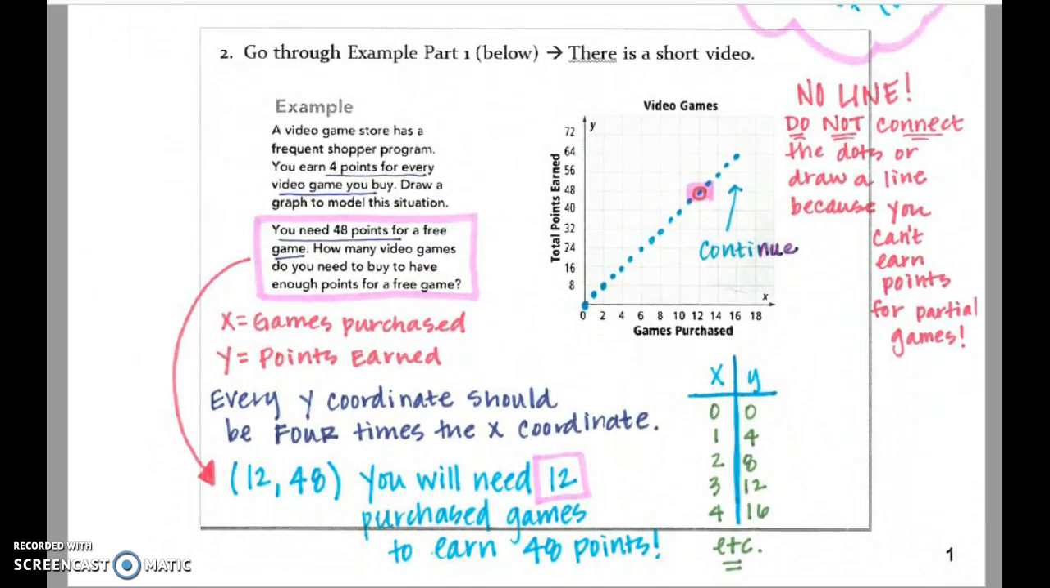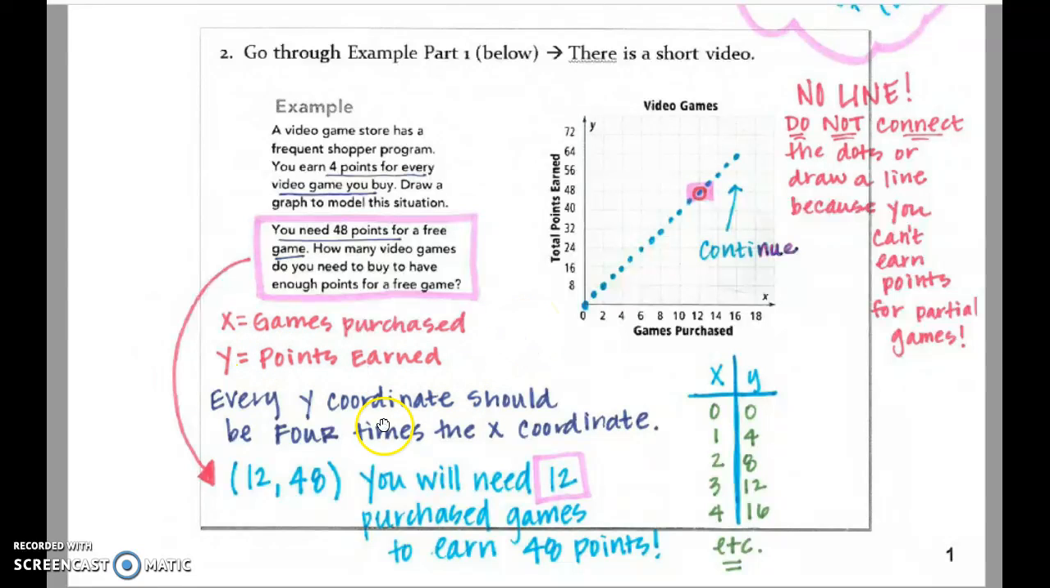Example number 2. There's a short video, obviously, that you're not going to be watching, so just continue to follow along. A video game store has a frequent shopper promotion. You earn 4 points for every video game you buy. Woohoo! Draw a graph to model the situation. Then it goes on to tell you that you need 48 points for a free game. How many video games do you need to buy if you have enough points for a free game? So along the x-axis is games purchased, up the y-axis is points earned.